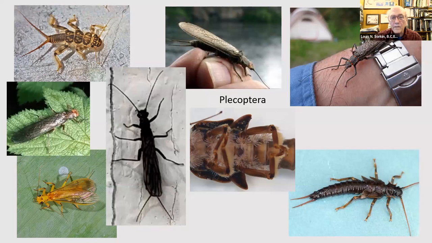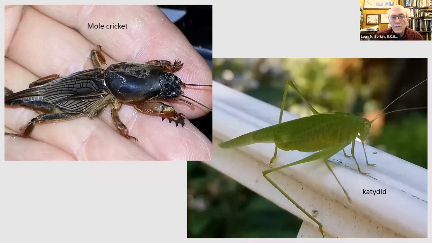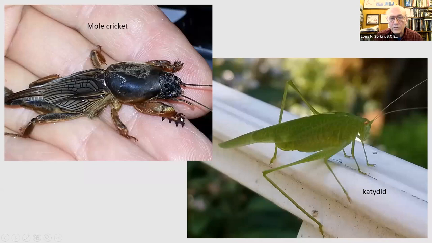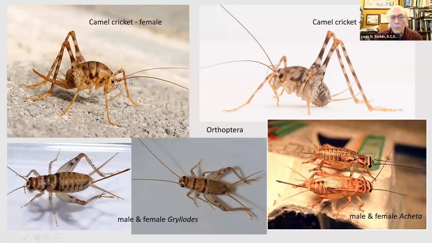Into Orthoptera, these are crickets, various crickets, just to show you the variability in various cricket species, and a mole cricket, which has modified front legs for digging, and a katydid. The camel crickets that you most likely will find indoors, the female has an elongate blade-shaped ovipositor, the male, of course, being a male, doesn't. The crickets that are commonly used in the pet trade is Acheta, just to show you a male and a female. And Gryllodes is another genus of cricket that's used in the pet trade.